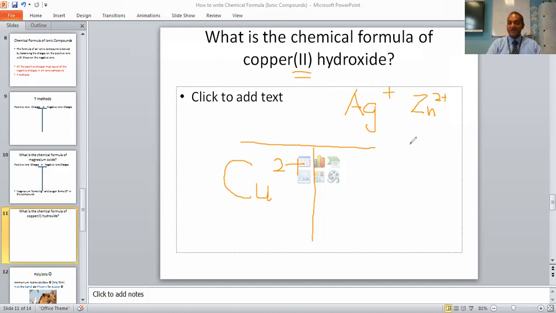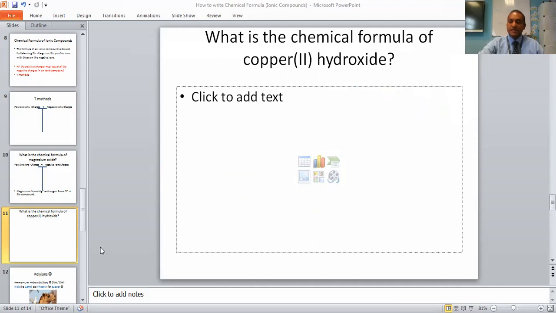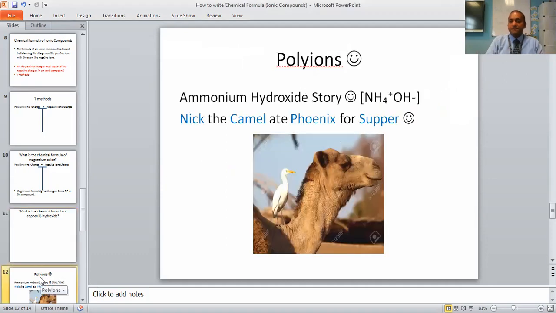All right, I hope this is very helpful for you. Now, how about this hydroxide? Hydroxide is a type of polyion. You may ask, what is a polyion? Polyions are a combination of a few elements to become ions. For our exam, the IGCSE 0620 and 0654, these are the 5 polyions that are required to be memorized.